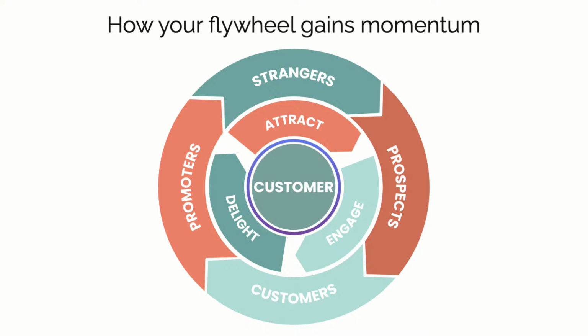But what happens with delight? What happens with happy people? Happy people talk. Happy people talk a lot. And guess what they become? They become your promoters. Now, two ways to go here. There's promoters and there's detractors. And detractors tend to be louder than anybody, especially in this day and age.